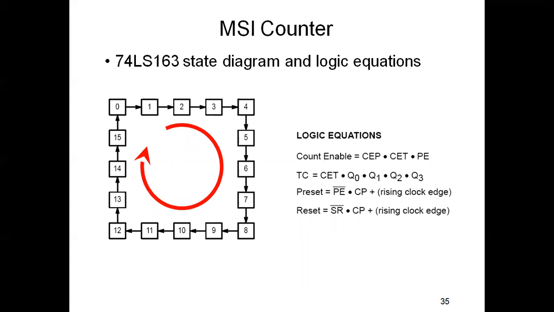74LS163 state diagram and logic equations. There are a total of 16 states: 0, 1, 2, 3, 4 up to 15. Reset is SR bar dot CP plus rising clock edge. It transitions from 0 to 1, 1 to 2, 2 to 3, 3 to 4, up to 15, and then it becomes 0 again.